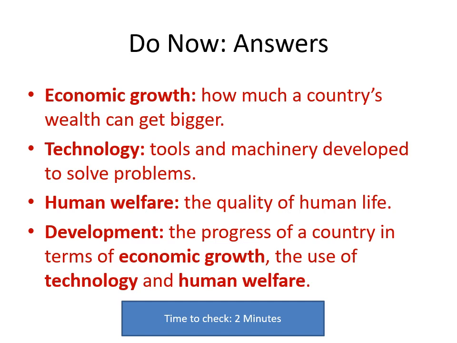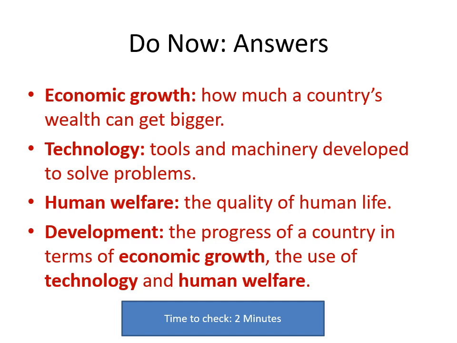A country that is highly developed will have a wealthy economy. They will have higher technology, and people's lives, therefore, should be of a higher quality. A low developed country, a country that is not very developed, will be relatively poor. They will not have access to high technology to solve problems, and people's lives may be of a lower quality as well. When we talk about those three, that's really what development's all about.